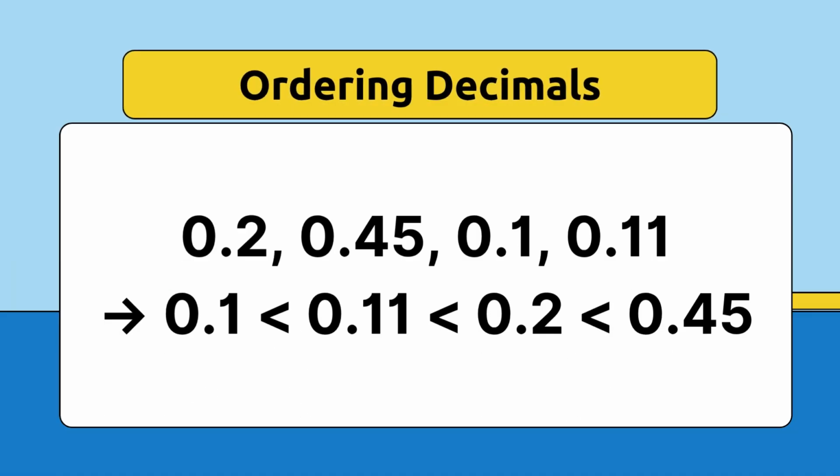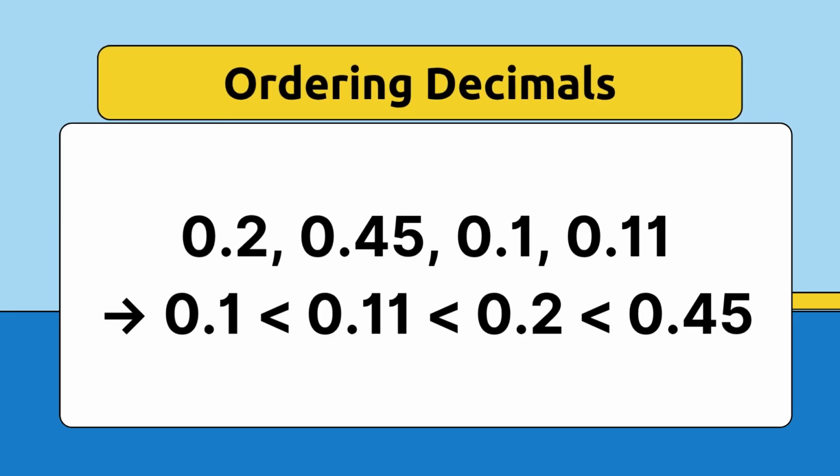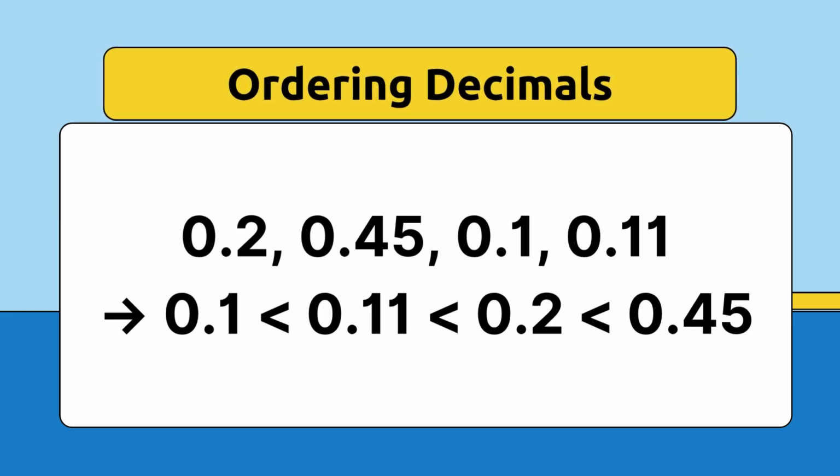In ordering a set of decimals, the same as in comparing, we order them by their place value. Use the same number of digits by adding zeros if needed, then compare them easily. In the example, 0.1 has the smallest value between 0.2 and 0.45 because of the value of the tenths place. In order to compare 0.1 and 0.11 properly, we add a 0 beside 0.1 so it becomes 0.10 and 0.11. From here we know that 0.11 is greater than 0.10 due to its hundredths value. Making the order from least to greatest: 0.1, 0.11, 0.2, and 0.45.